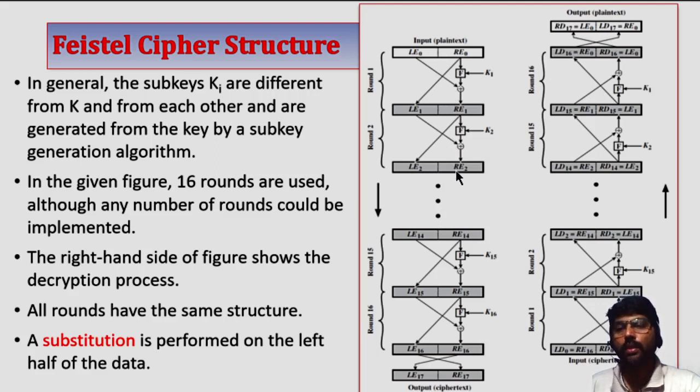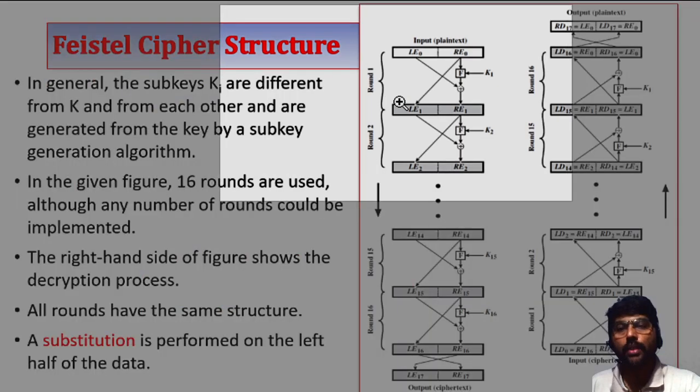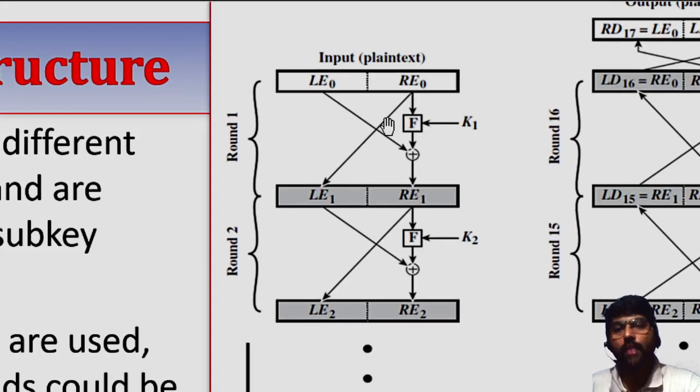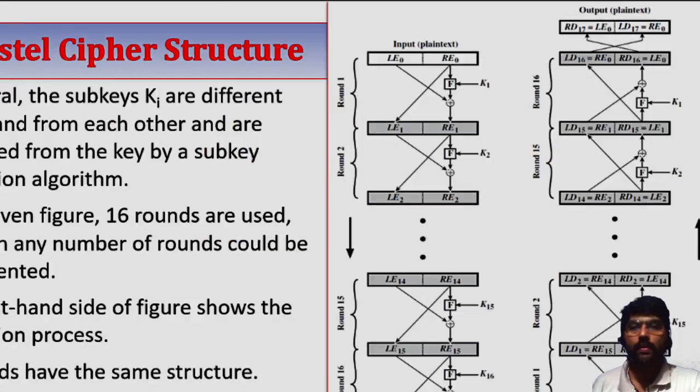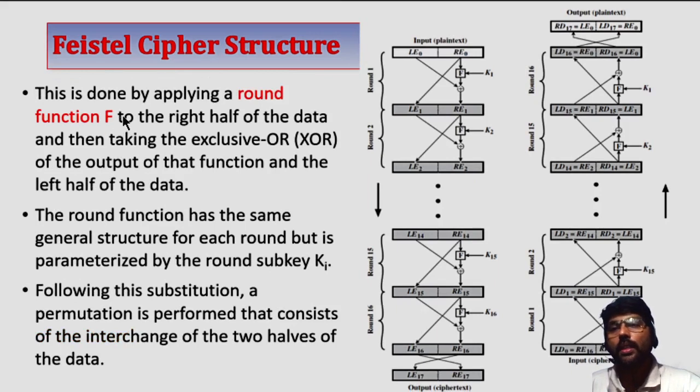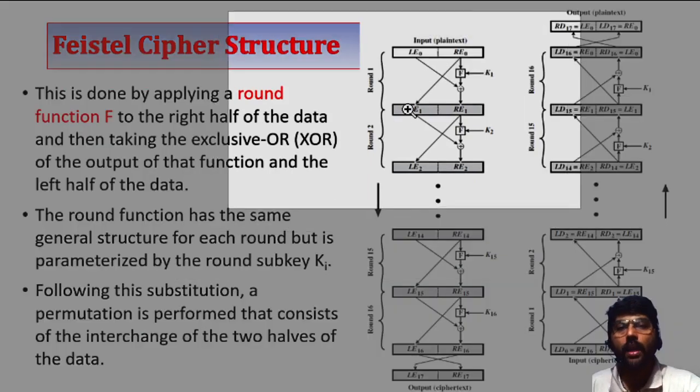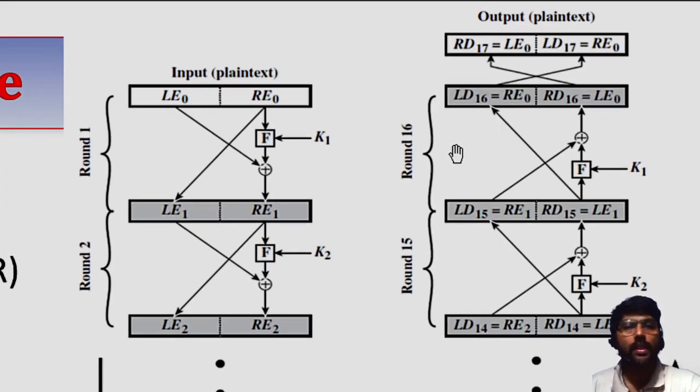Here substitution is performed on the left half of the data. If you see here, the substitution is done on the left half of the data. Now the left half is substituted here and creates a right half. This is done by applying a round function.